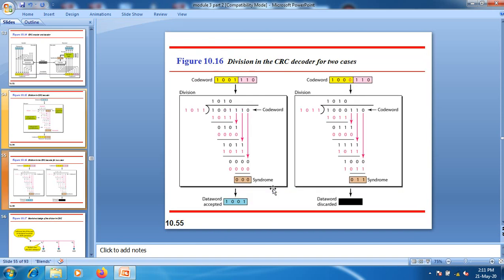The destination also performs the same division operation, and if you get a 0 as a remainder at the destination side, we simply call this one a syndrome. If you receive 0 as a remainder at the destination side, in that case we can say that the received code word is a correct one, and here we are extracting 1001 from it.